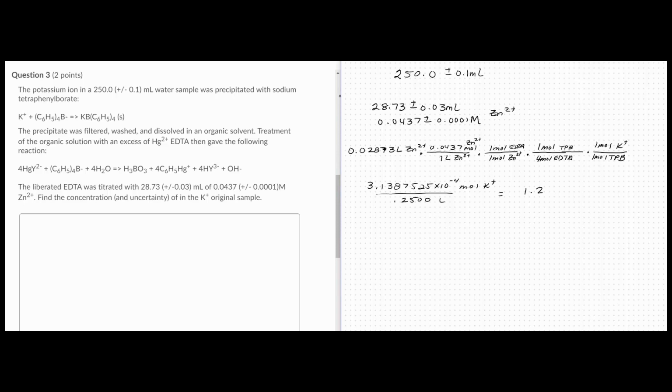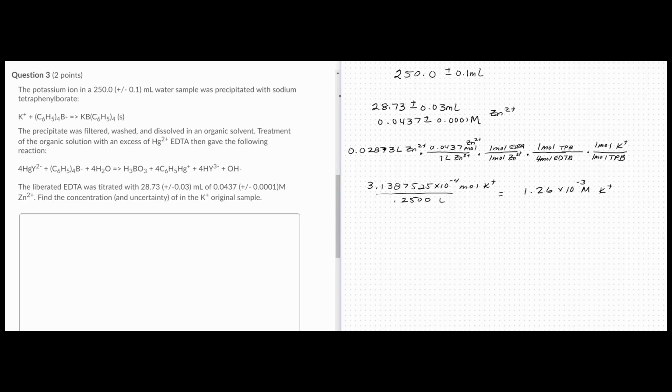1.2, looking for significant figures. Looks like I'm going to be kept to 3 significant figures. So 1.26 times 10 to the negative 3 capital M molar for my potassium. That's my concentration. Now what's the uncertainty?